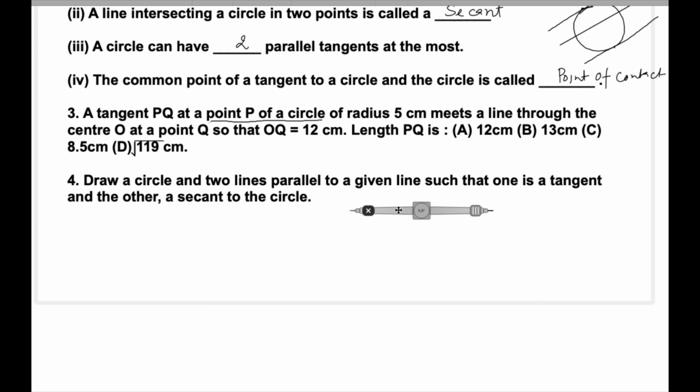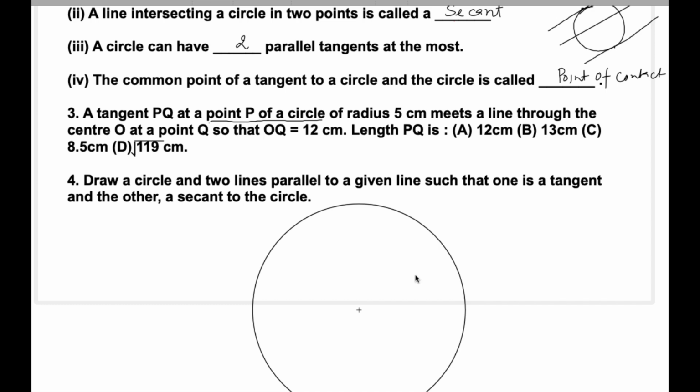So let's try drawing a circle actually. The circle could be drawn like this. Now there is a circle which is drawn, and whatever information they had given, let's start taking it down. So there was a point P at which a tangent was drawn, like this at point P. This is the point P which is lying on the circle.